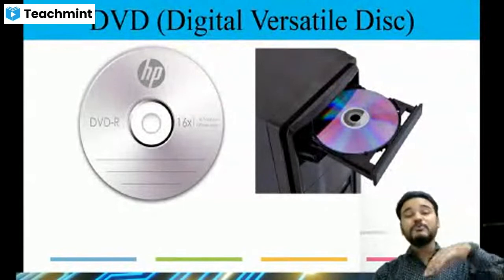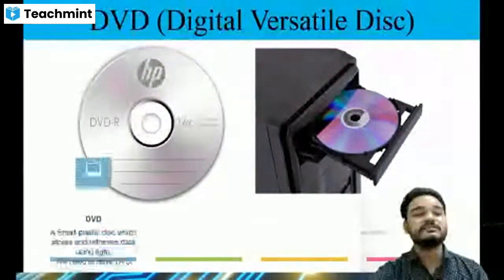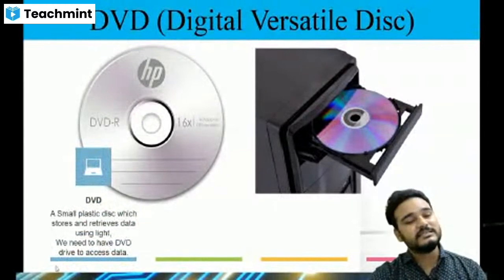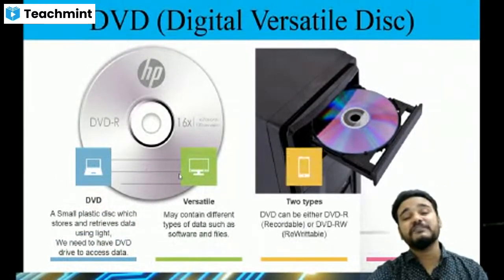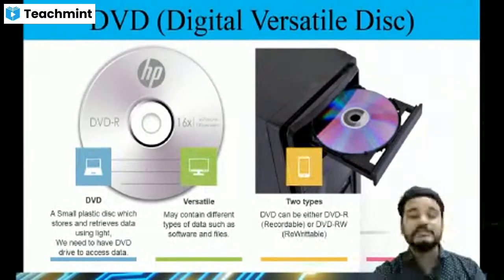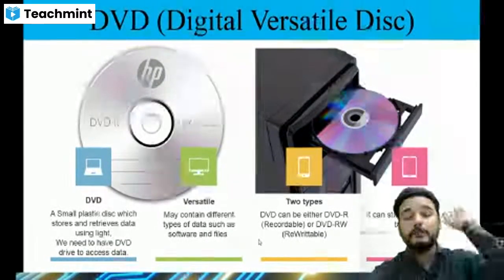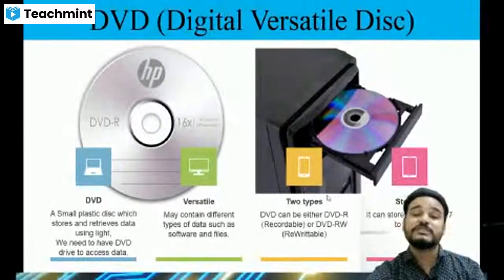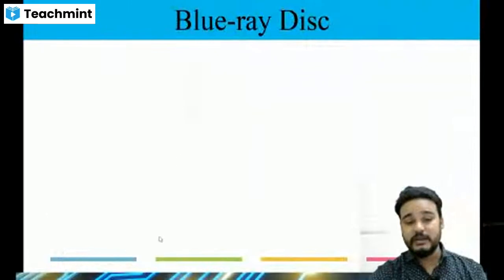And if you want more storage capacity than a CD, we have a DVD, that is digital versatile disk, which is the same as a CD, okay, but can store different types of files. That is why it is called versatile, and it has a capacity of 4.7 GB to 17 GB. That is huge as compared to your CD drive.